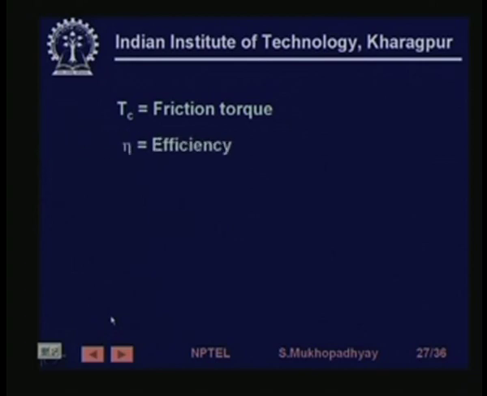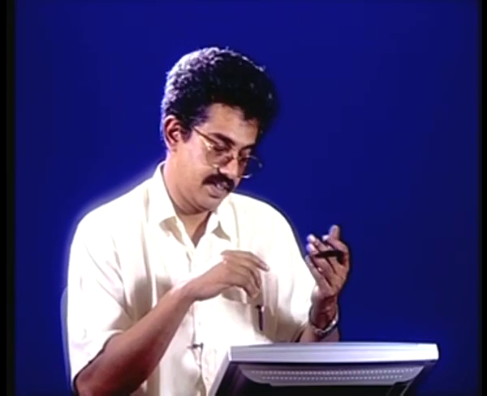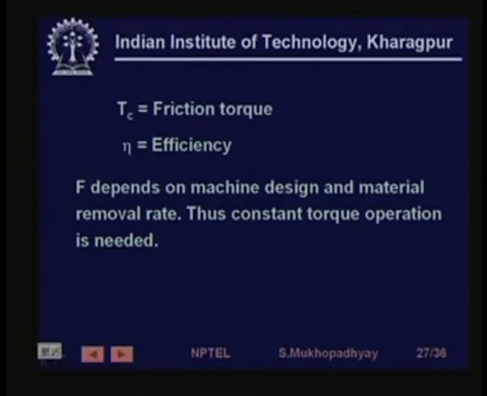So, Tc is friction torque and eta is efficiency. F depends on the machine design and the material removal rate. So, the depth of cut. You see that the torque actually depends, in a way, on the material removal rate. So, it depends on the depth of cut as well as the feed. If they are generally constant, then a constant torque operation is needed on the feed drive, correct.